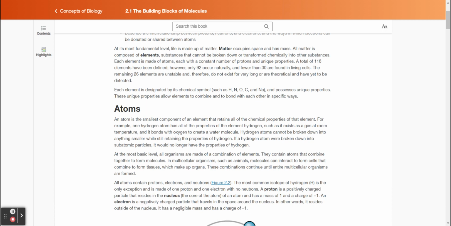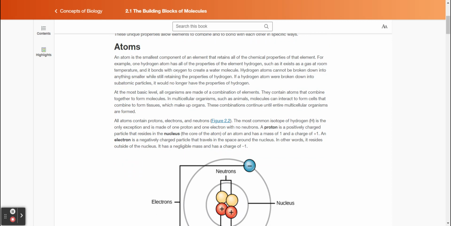A total of 118 elements have been defined. However, only 92 occur naturally, and fewer than 30 are found in living cells. The remaining 26 elements are unstable and therefore do not exist for very long or are theoretical and have yet to be detected. Each element is designated by its chemical symbol, such as H, N, O, C, and Na, and possesses unique properties. These unique properties allow elements to combine and to bond with each other in specific ways.